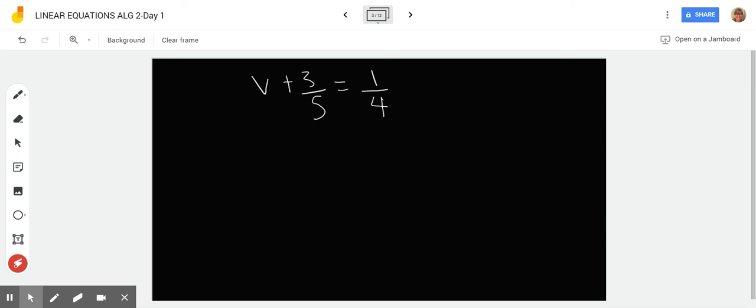Second question is, what is it doing to the variable? It is adding to the variable. So therefore, the third question is, what do we do to undo that? Okay, how do I undo that? With subtraction. The opposite operation of addition is subtraction. So we are going to subtract 3/5 from both sides to get V by itself.